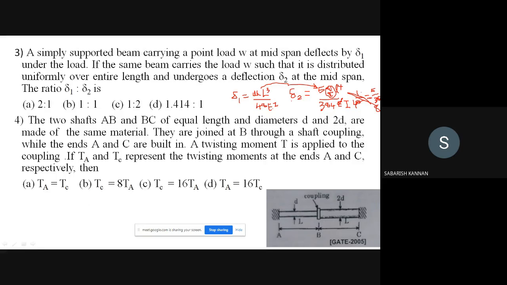In the options, we have only 2 is to 1, 1 is to 1, 1 is to 2, and root 2 is to 1. Right? We have 4 options, but 5 is to 8 is our answer. So you just take the nearer value, that is 1 is to 2. Instead of 5, if it becomes 4, then 4 is to 8, it becomes 1 is to 2, right?